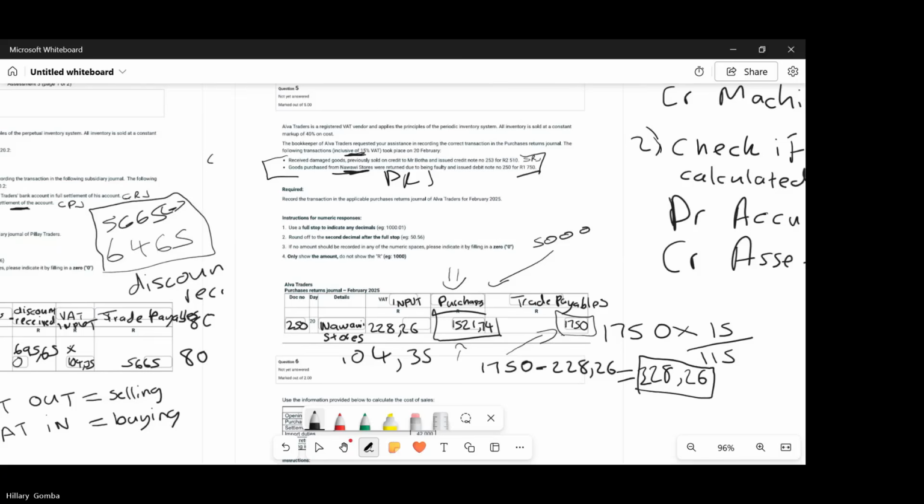Are we not supposed to be having that? Is it not output? No, it's input. Yes. Because it's purchases returns. We are returning the goods.